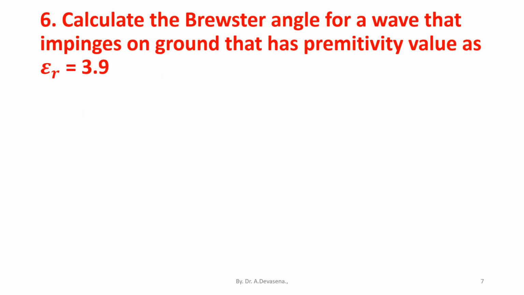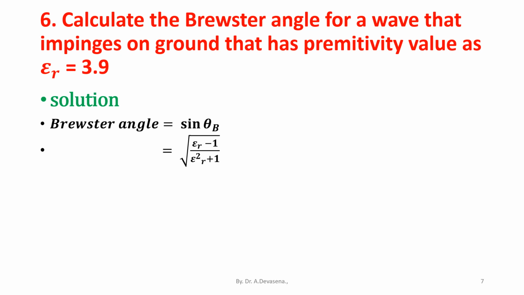Problem number 6. Calculate the Brewster angle for a wave that impinges on ground that has permittivity value as epsilon suffix r is equal to 3.9. Solution for this problem is, Brewster angle is equal to sin theta suffix b. Its value is square root of epsilon suffix r minus 1 divided by epsilon square r minus 1, that is equal to square root of 3.9 minus 1 divided by 3.9 the whole square minus 1.